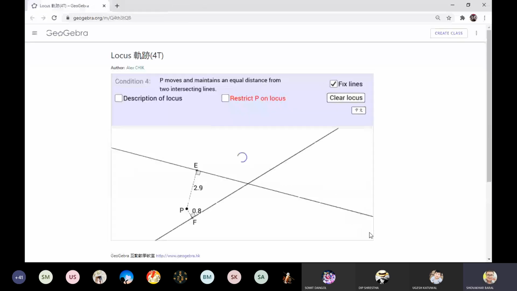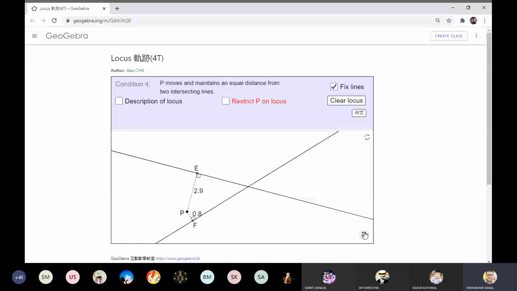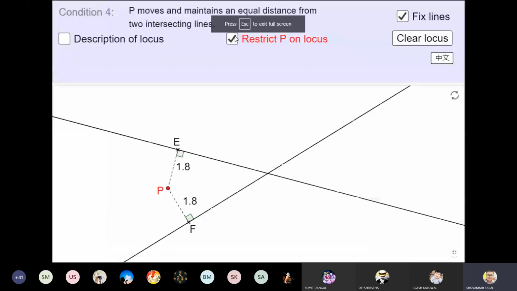So try to understand this one also. I think there is a question based on this topic, based on this particular type. I'm going to move this point P so that, of these two intersecting lines here, this point P will be moving so that its distance from these two straight lines is always the same. There are two straight lines, two paths, and now you have to walk like this.